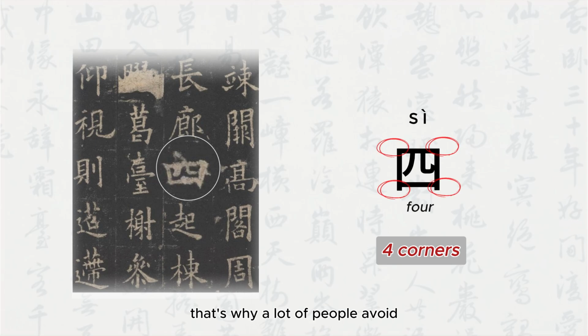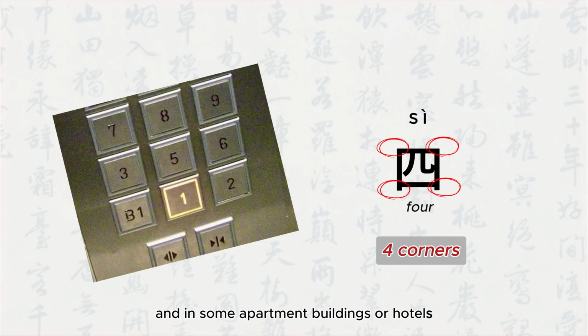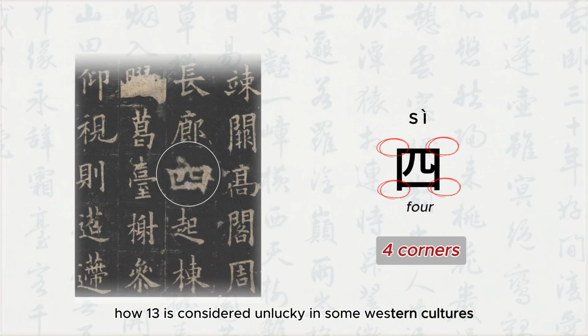That's why a lot of people avoid the number 4 when they can. Some even avoid phone numbers or license plates with the number 4. And in some apartment buildings or hotels, you might not see a 4th floor. It jumps from 3 to 5. It's kind of like how 13 is considered unlucky in some Western cultures.